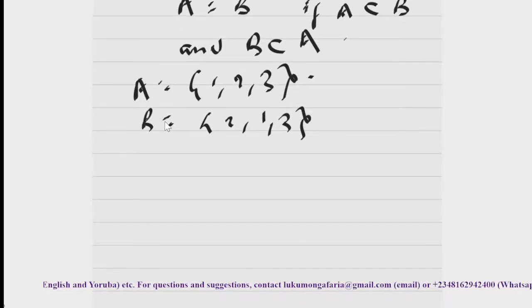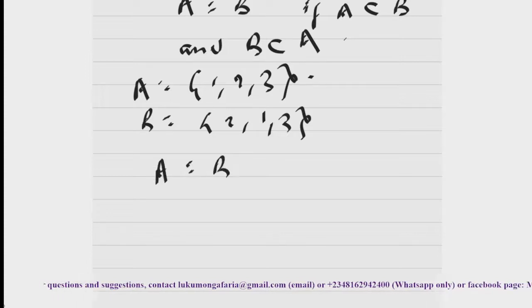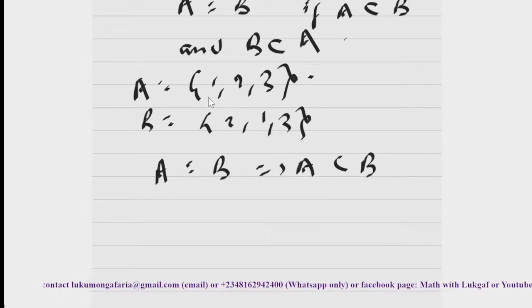Then you can say these sets are equal because you can see A is a subset of B. All the elements in A are in B, and all the elements in B are also in A. So you can see it is very different from equivalency. Although these two sets are also equivalent because they have the same cardinality, for equal sets we are talking about the properties of the elements inside that set. In essence, all equal sets are equivalent, but all equivalent sets are not necessarily equal.